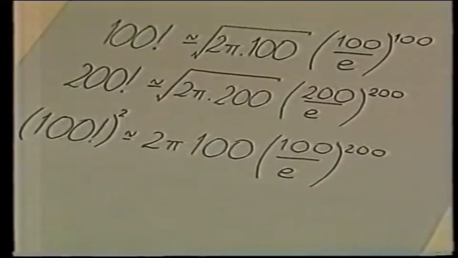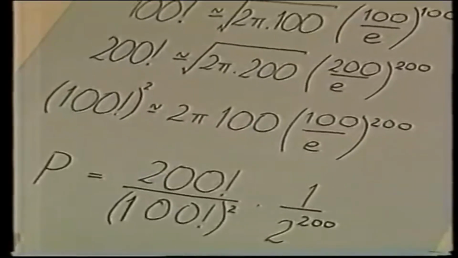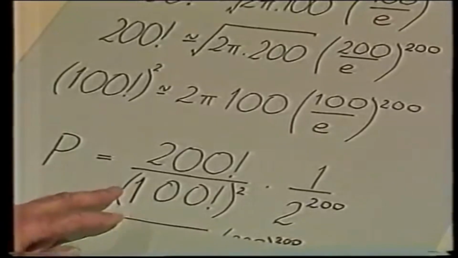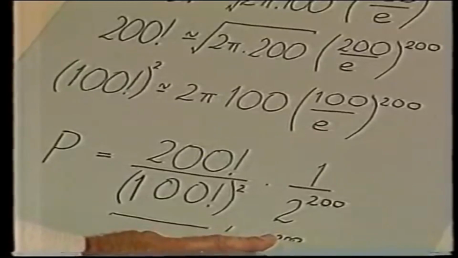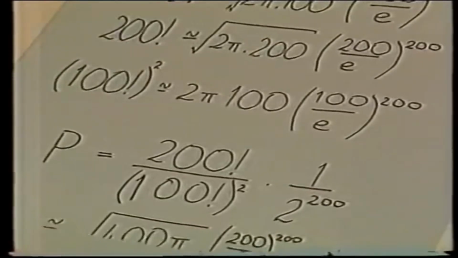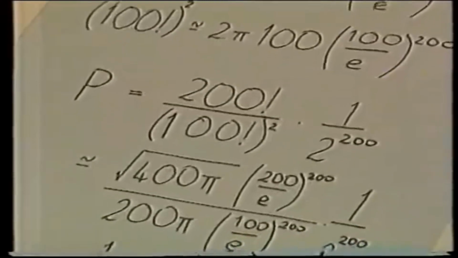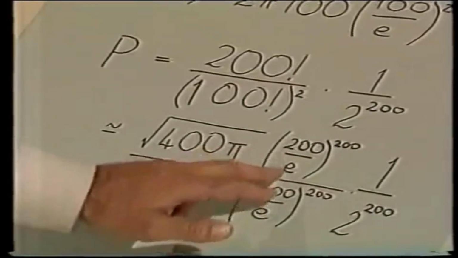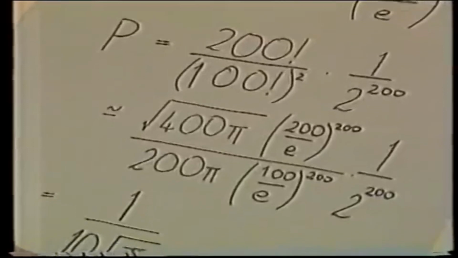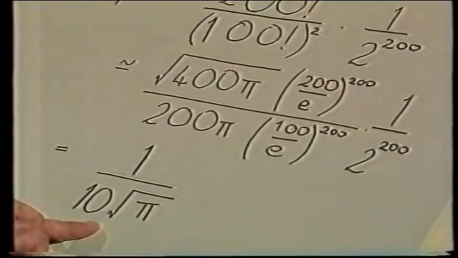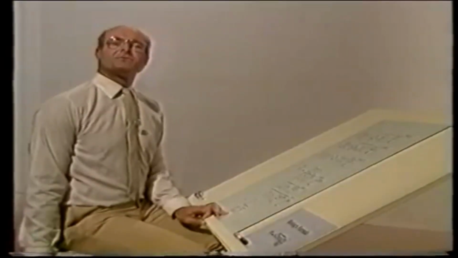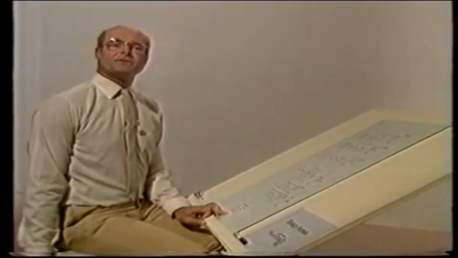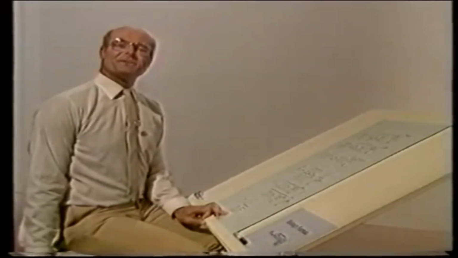Now I need to put these expressions into the probability, which you remember is this, 200 factorial over 100 factorial all squared multiplied by 1 over 2 to the power 200. This is what I get, and as you can see, there's quite a lot of cancelling I can do here, and I'm left with this fairly simple expression, 1 over 10 root pi, roughly 1 in 18. So the probability of equal numbers of heads and tails in 200 coins is about 1 in 18. And that's quite a bit bigger than I had expected.